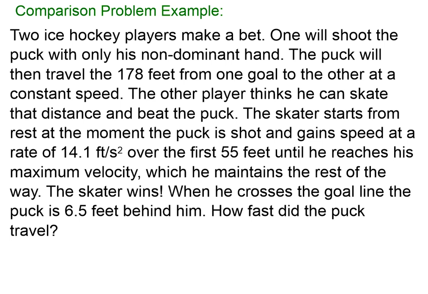Now the skater gains speed at a rate of 14.1 feet per second squared over the first 55 feet until he reaches his maximum velocity, which he maintains the rest of the way. The skater wins. When he crosses the goal line, the puck is 6.5 feet behind him. How fast did the puck travel?